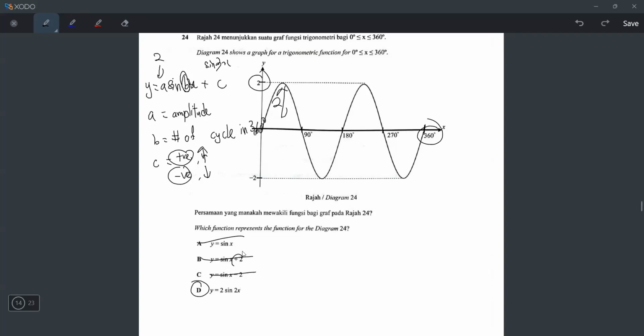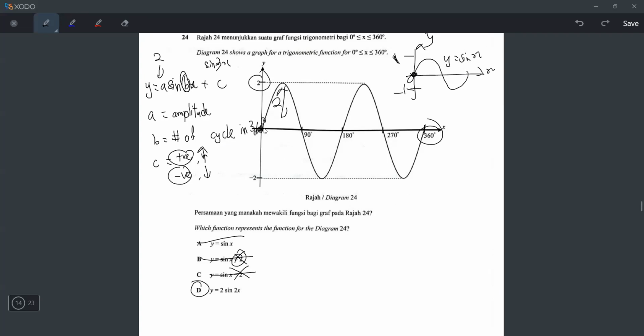But there shouldn't be plus 2 or minus 2, because the graph never shift up or shift down. Because the original graph memang start from 0 one. The original sine graph, this is the most basic one. This is x, this is y, this is 1, -1. This is the paling basic punya lah. Like when the amplitude is 1, when the number of cycle also 1, everything like this.